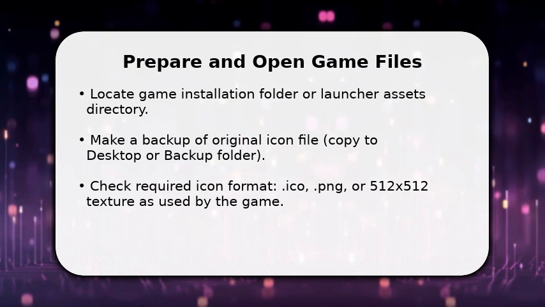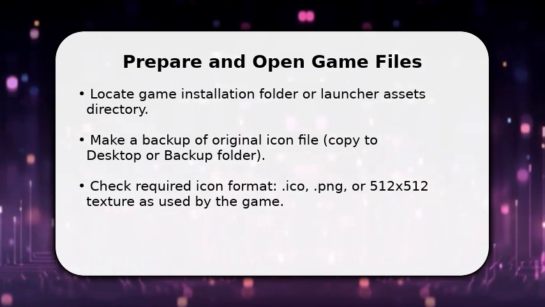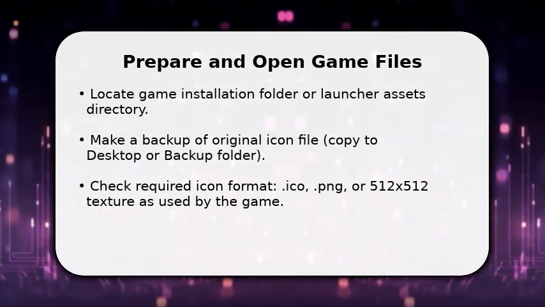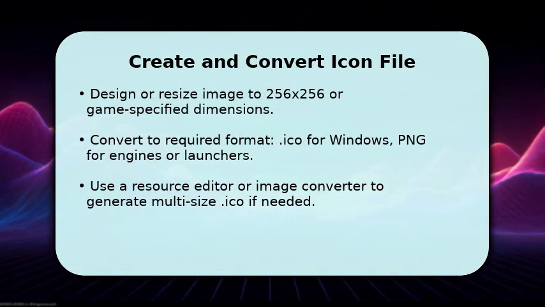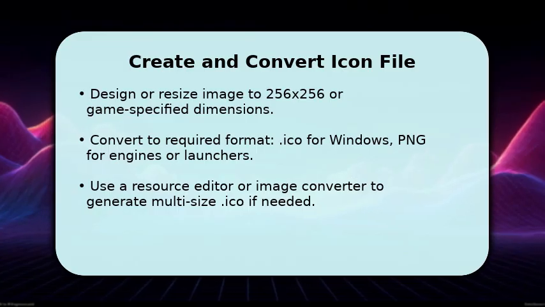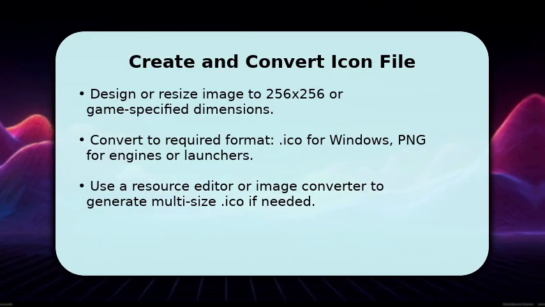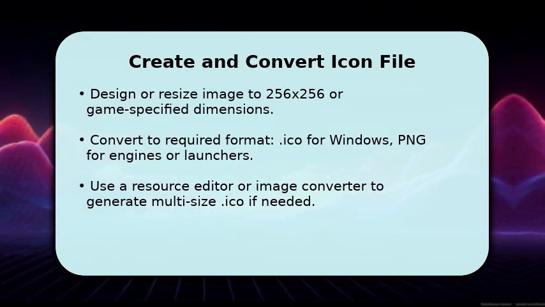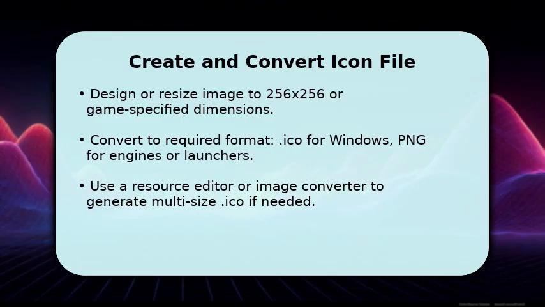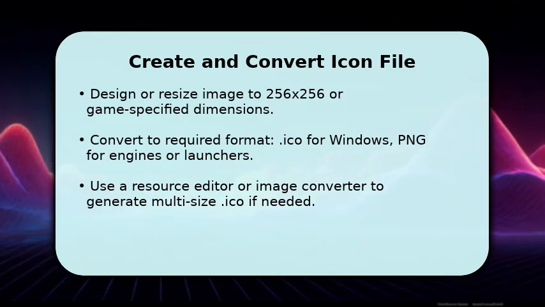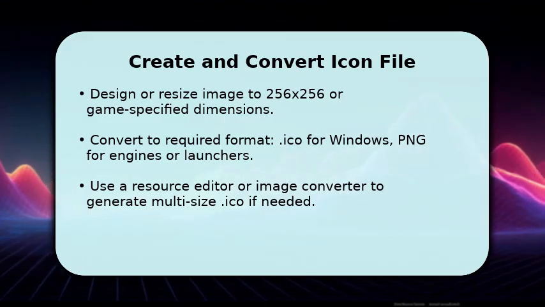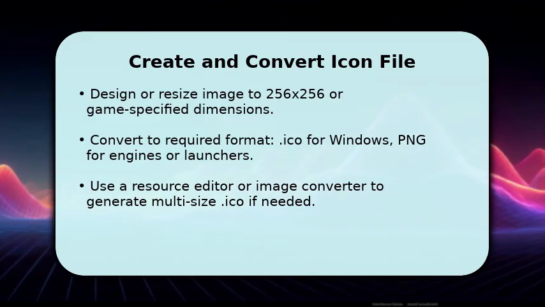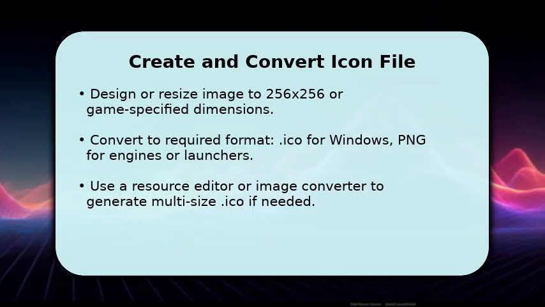Now you're ready to create or select a replacement icon file. You now prepare the new image, resize it to the game's recommended dimensions, often 256 x 256 or 512 x 512, and preserve aspect ratio so it looks crisp. Then convert the image to the exact file type the game expects. Create a multi-resolution ICO for Windows shortcuts, or export PNG with correct alpha for engines.